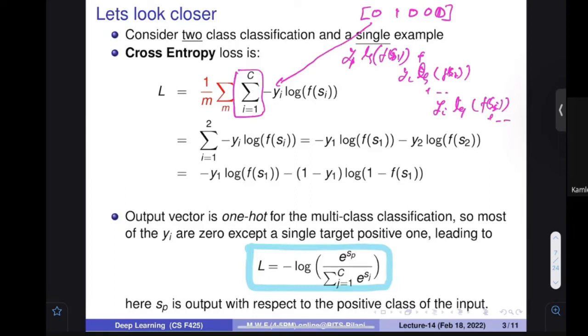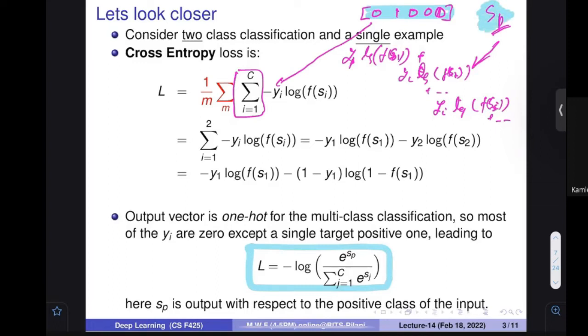Since I'm expecting that there would be only one class, there would be one place where there is 1 and all other places would be 0. So even if I find the summation, all the terms get cancelled and only one term is going to survive. Let me call this the target class. What is the target class? The positive class. If there is some class which is positive, I can say what the output is with respect to that particular class.